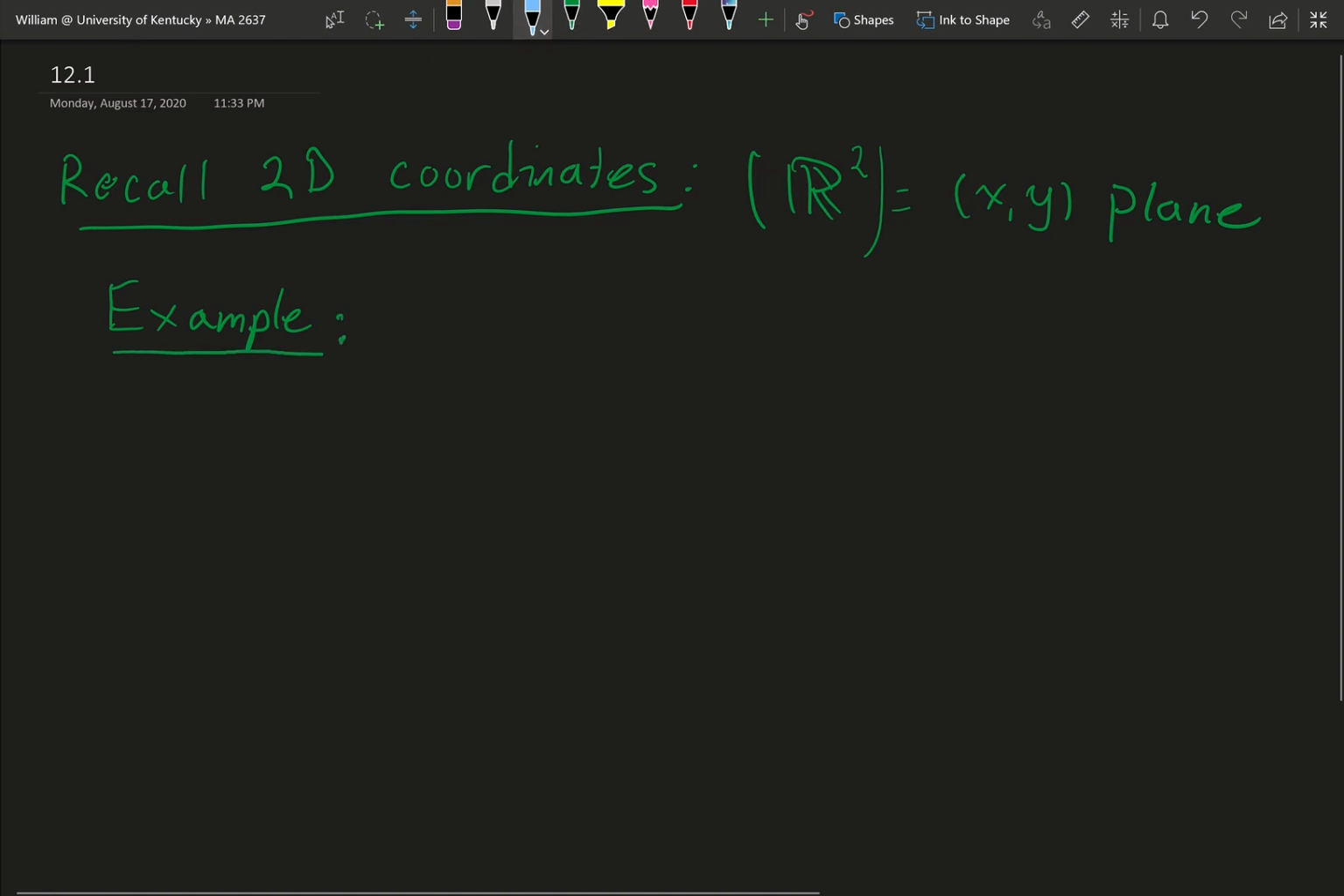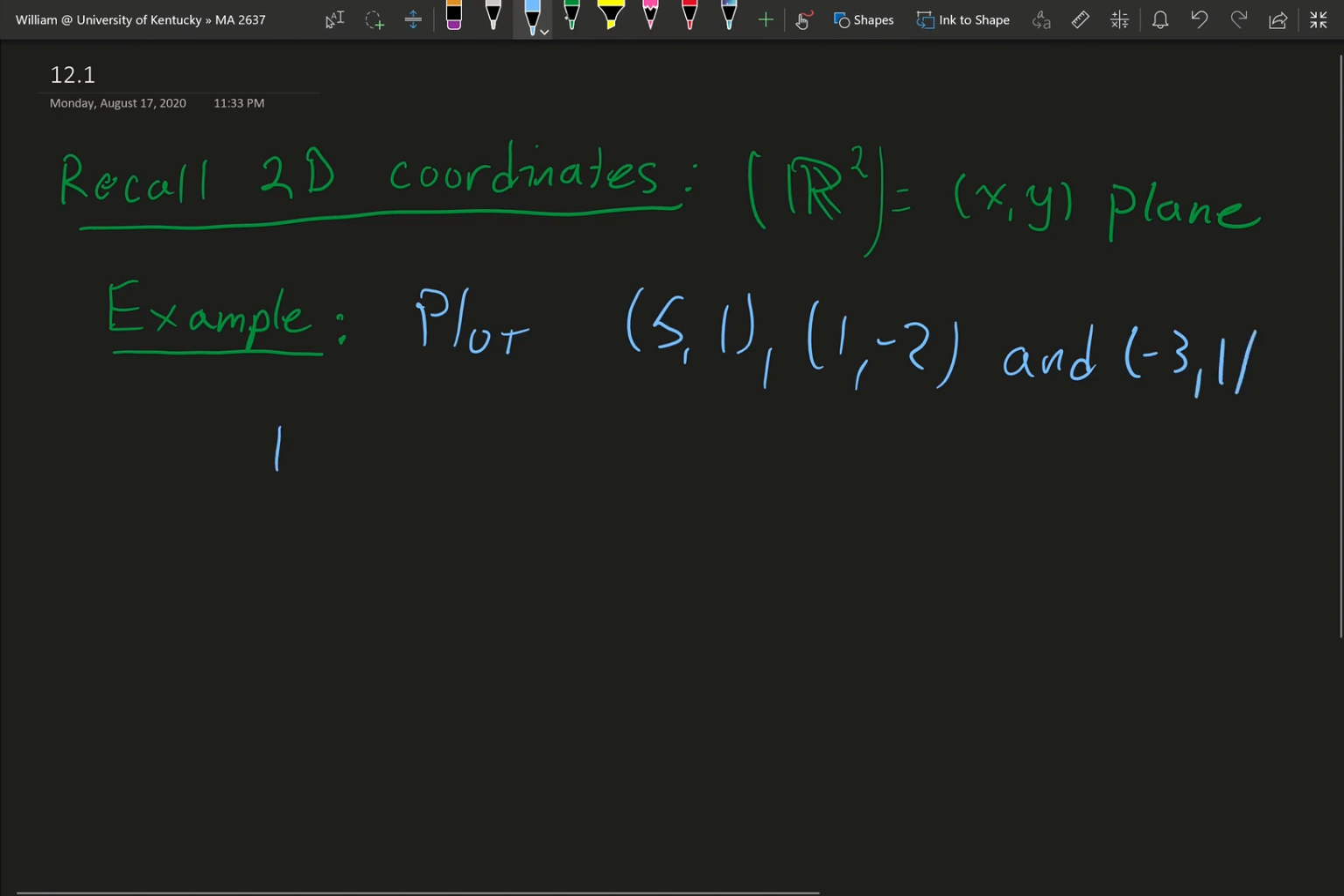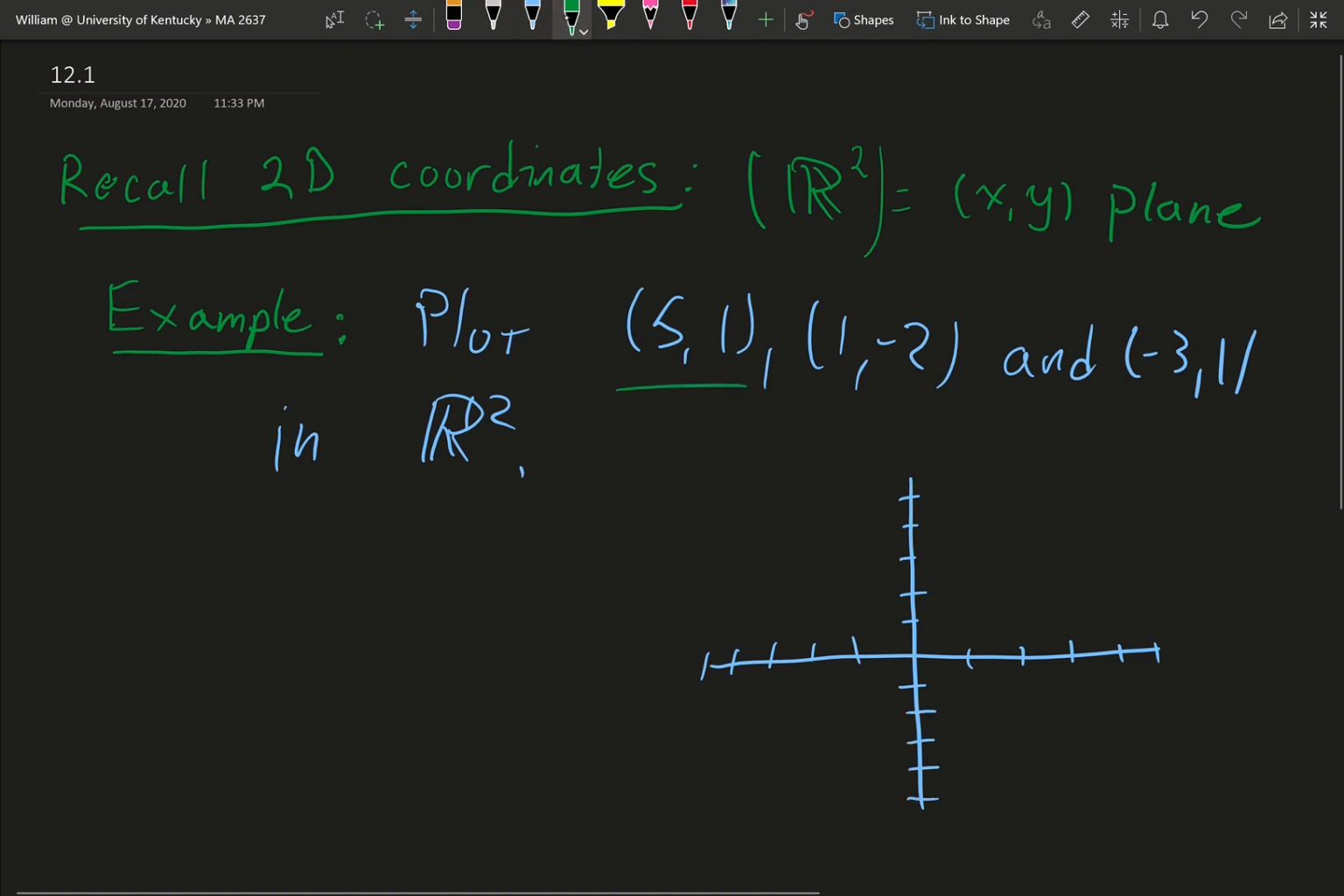And to start off with a pretty basic example, let's go ahead and plot the following points. Let's say 5, 1, 1, negative 2, and negative 3, 1 in R2. To distinguish them, I'll associate each of them a different color.